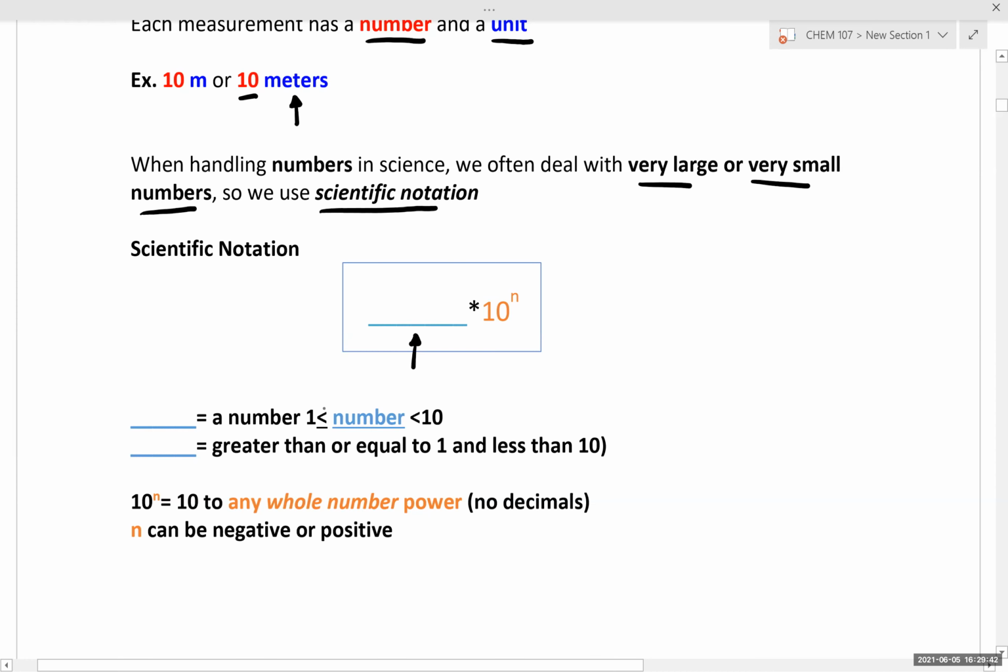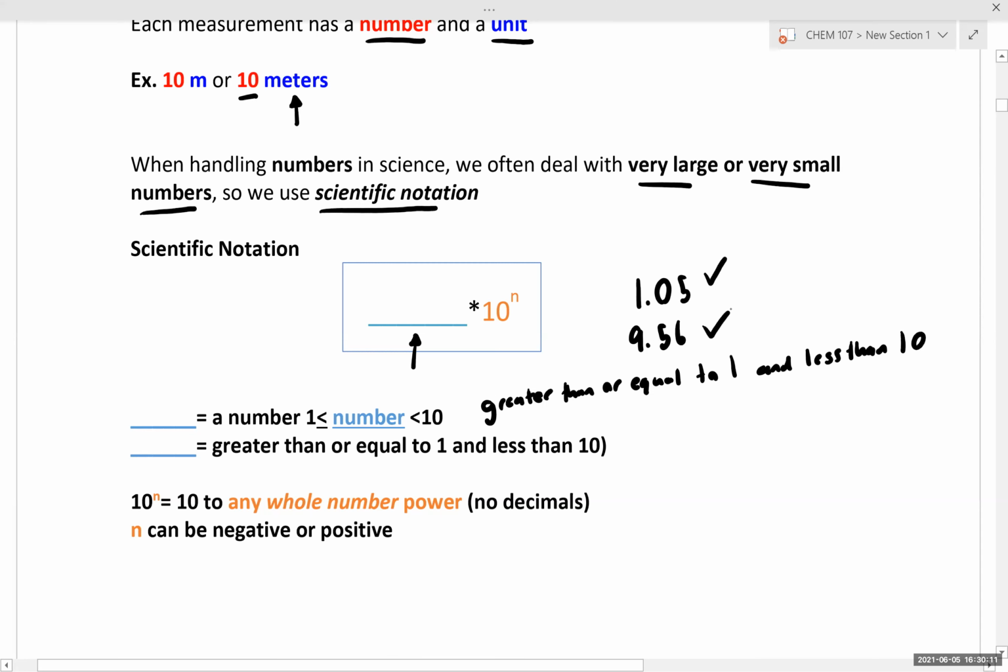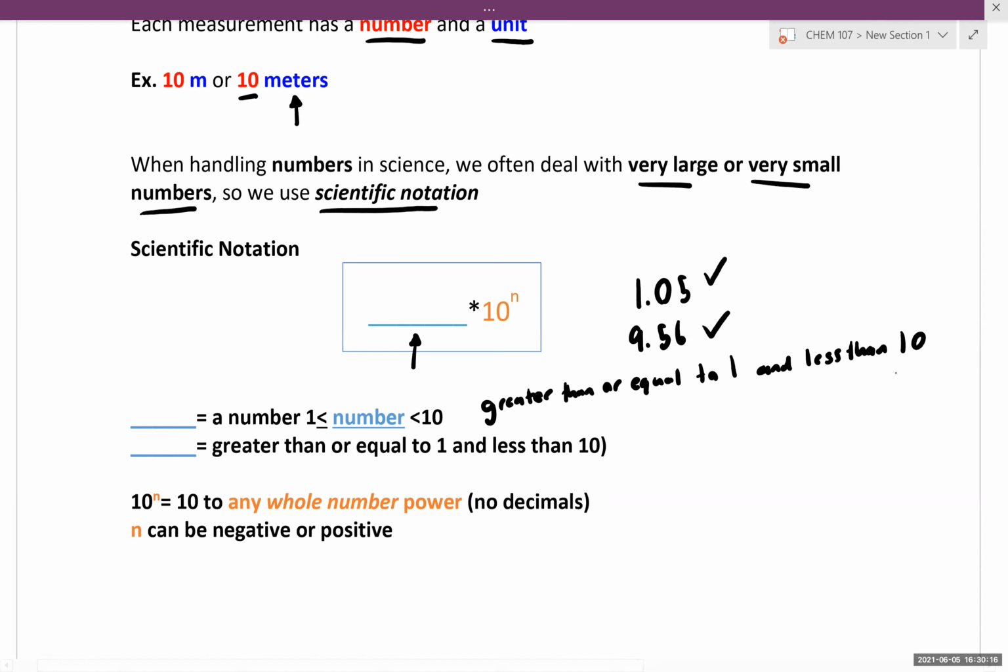This number must be greater than or equal to 1 and less than 10. So for example, 1.05, that's more than okay. 9.56, that's more than okay. Both of these numbers are greater than or equal to 1 and less than 10.